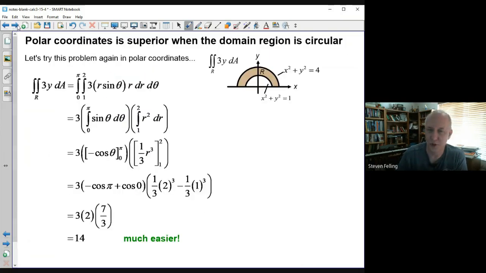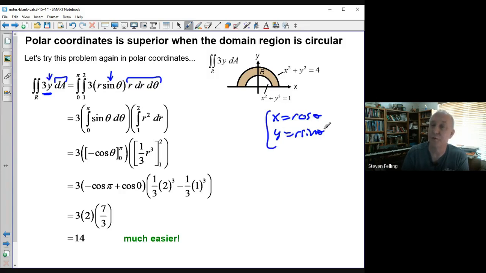And that means that when we want to do this integral, well, we're still going to have the 3y, right? That's the integrand. But we know that to convert, x is r cosine theta, y is r sine theta, and that means we're going to replace this y here with r sine theta, okay? And the dA here is going to be replaced with r dr d theta, right? So we have to do some substitution in here instead of doing dx dy. And we usually have our function expressed in terms of x's and y's, so we have to substitute out the x's and y's to convert them to polar coordinates.